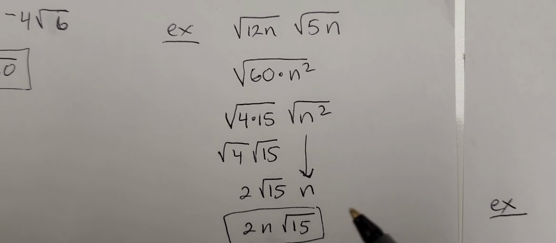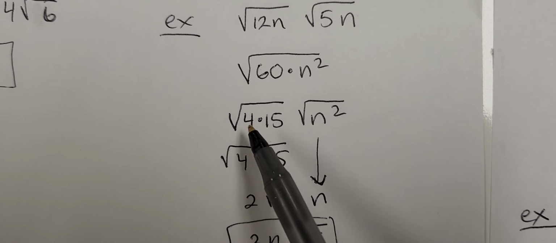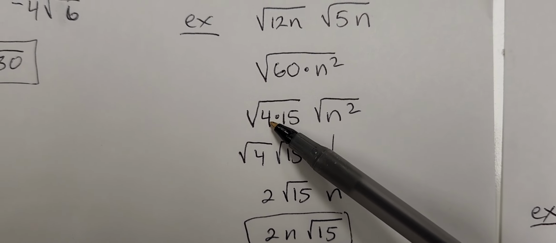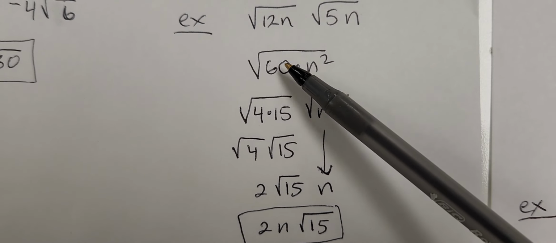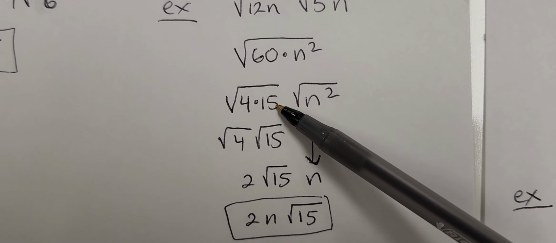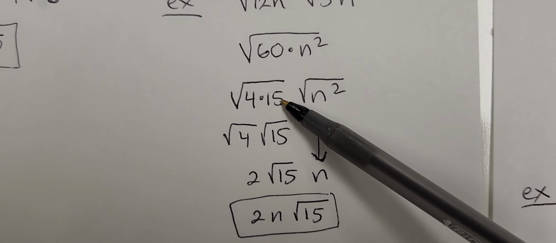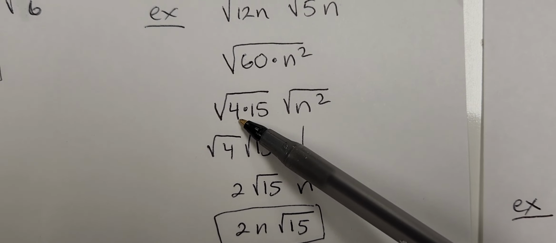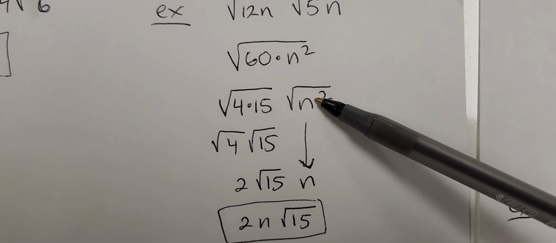Okay, next we separate them individually. So this 60 right here, I separate into 4 and 15. The reason I chose 4 and 15 is because 4 can be square rooted and 15 I cannot, so I leave it alone. There are other numbers that will give me 60, but I chose 4 and 15 because I can square root 4, but the 15 I cannot. At least one of the numbers is a perfect square. And then the n squared I separate by itself.